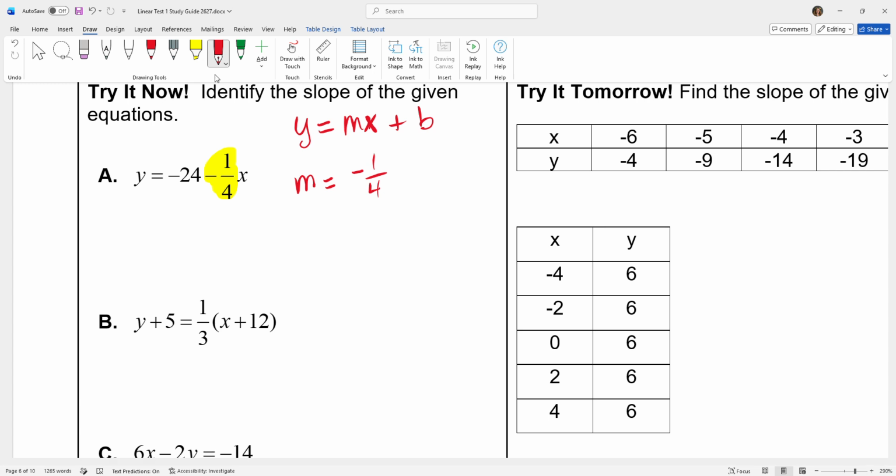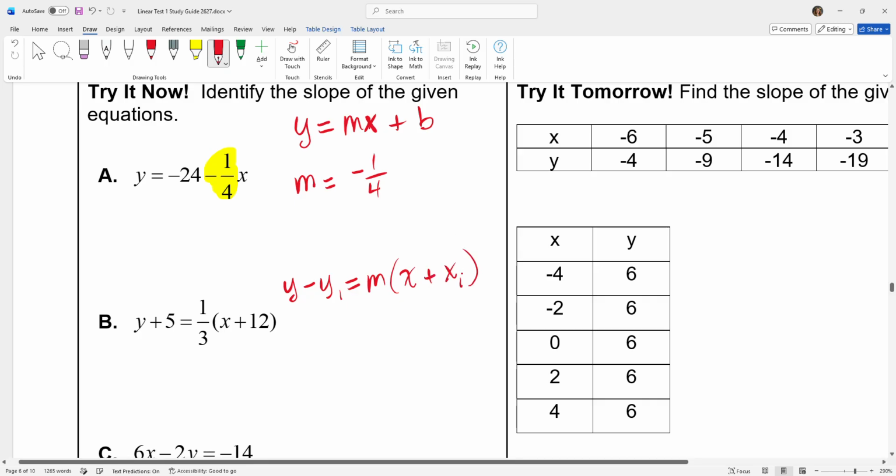On B, this is in point slope form. So that's y minus y1 equals m times x plus x1. Again, it's next to the parentheses, next to the x. So it is still married to the x. So our slope is 1/3.